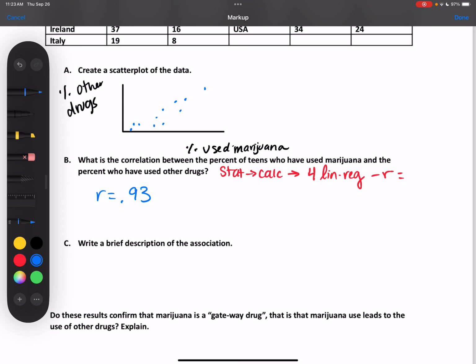So, point proven why it's always good to check your list and make sure you typed everything in correctly. You meant to do that. Huh? You meant to do that. Yeah. Just wanted to prove a point.